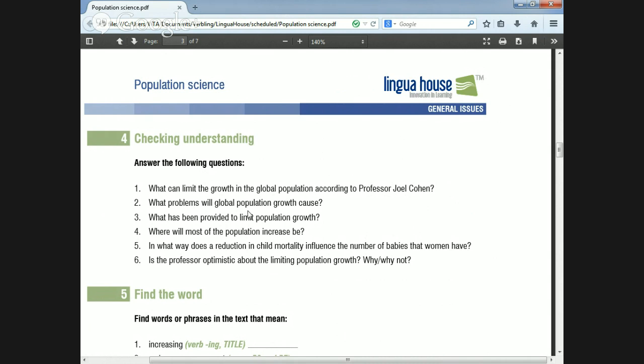What problems will global education growth cause? I think you guys already answered. Water, space, resources, environmental resources. Yes, that's it. What has been provided to limit population growth, according to the article?